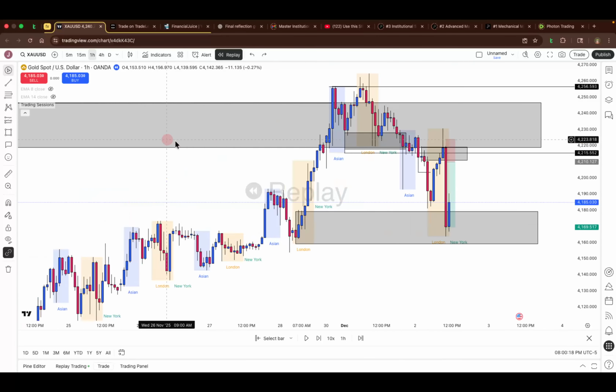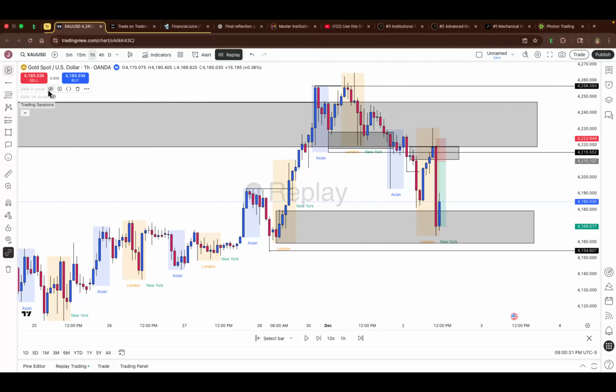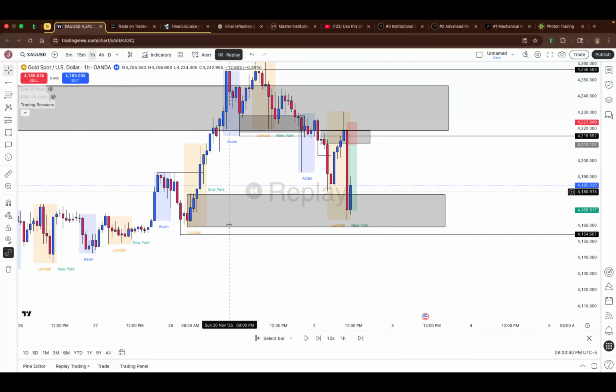I'd love some insight. 1 hour, again, still bullish. However, we are looking for a pullback. Our range right now is from here. Let me change this back here to where are we? Probably right here. This is our range. We're playing within this range now.